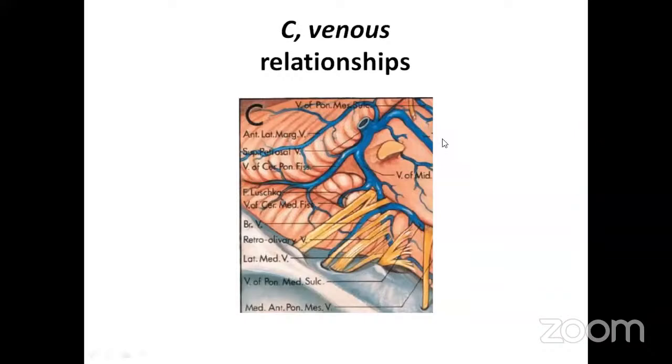These are the venous relationships. The important veins are the vein of cerebellopontine fissure, the vein of cerebellomedullary fissure, and the vein of middle cerebellar peduncle. So these join and go on to the superior petrosal vein, and it further goes to drain in the superior petrosal sinus.